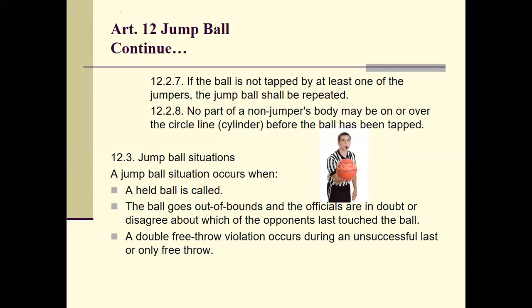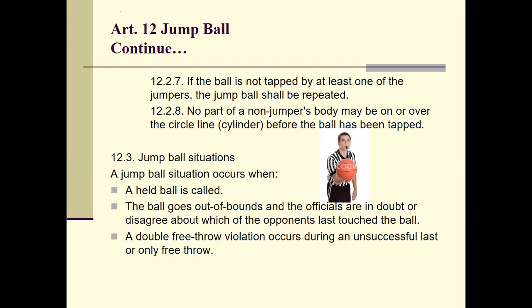Here they give you examples of jump ball situations. A jump ball situation occurs when a held ball is called, or the ball goes out of bounds and the officials are in doubt or disagree about which of the opponents last touched the ball. A double free throw violation occurs during an unsuccessful last or only free throw. So what they're saying here, the ball goes out of bounds and the officials are in doubt or disagree about which of the opponents last touched the ball. That is also where you have a different jump ball situation in a basketball game.